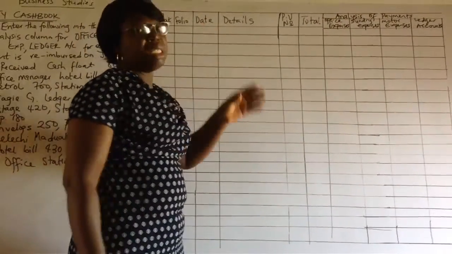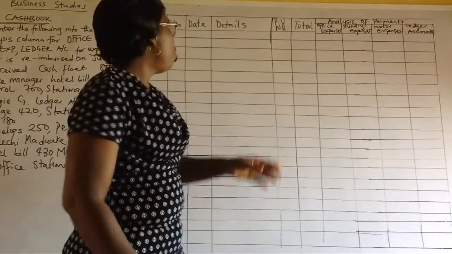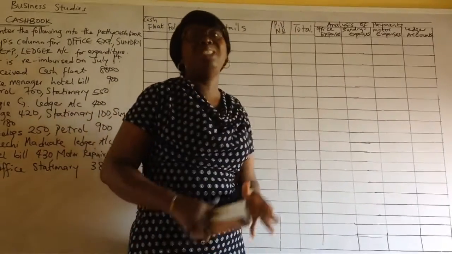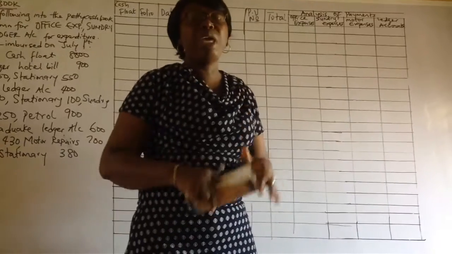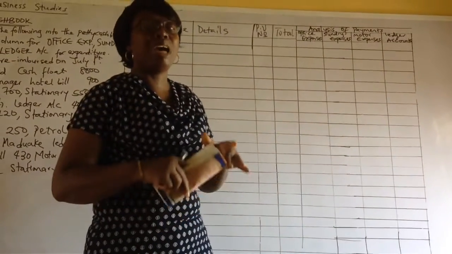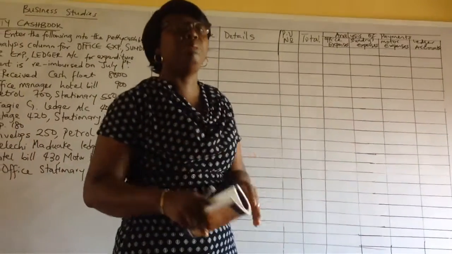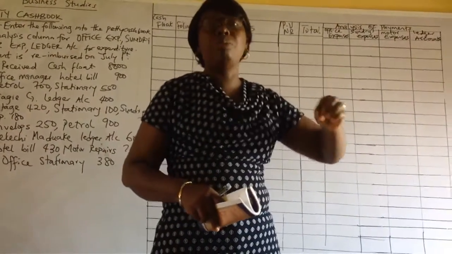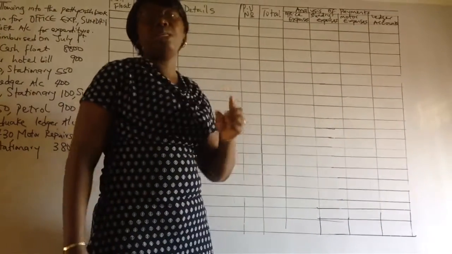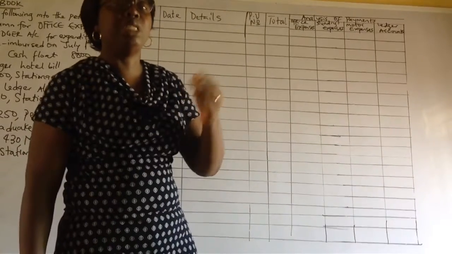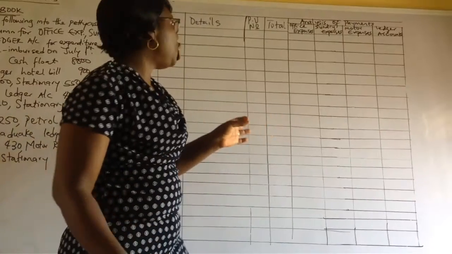You have the date, that's the date of the transaction. You have details, what the money was used for. You have the PV number, which is the payment voucher number. A petty cashier will not pay out any claim without an approved payment voucher that is to be filled by the head of the department. So that payment voucher number must be quoted by the petty cashier, or else the petty cashier cannot defend that money that is paid out. Then you have the total amount that was paid out by the petty cashier.